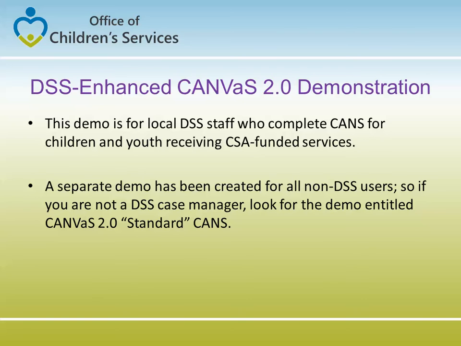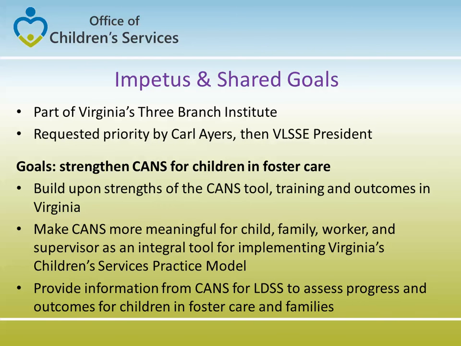So why do we have a DSS Enhanced version? The DSS Enhanced version of the CANS is the end product of a number of years of collaborative work between the Virginia Department of Social Services, local Department of Social Services reps, and the Office of Children's Services. The work began as part of Virginia's three-branch institute, which was an interagency effort intended to promote the well-being of children in foster care. In particular, the group wanted to look at assessment and had a goal of strengthening the use of CANS for children in foster care.